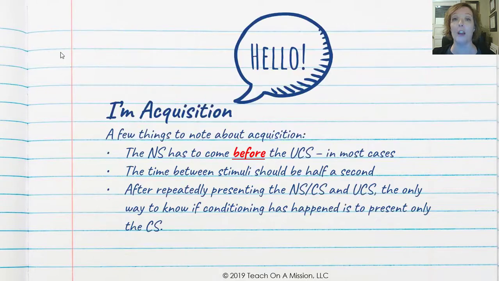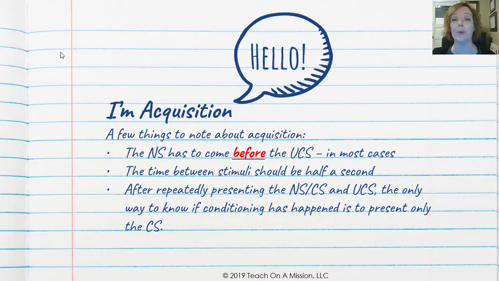It's acquisition. And a few things to remember about acquisition. The neutral stimulus has to come before the unconditioned stimulus in most cases. I'll get to that exception in just a few moments. The time between the stimuli should be about half a second, so very quick.